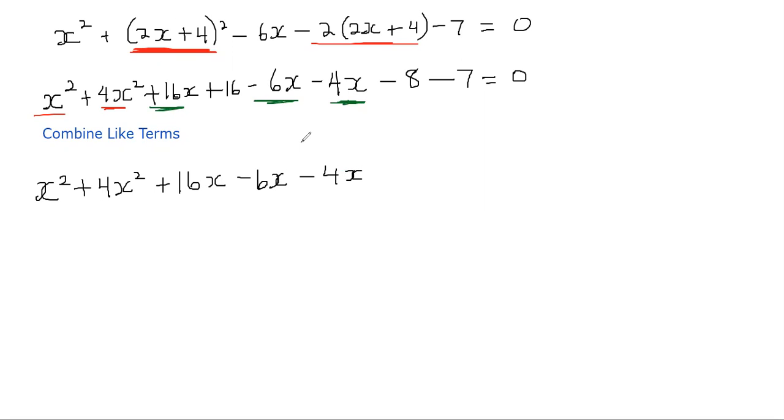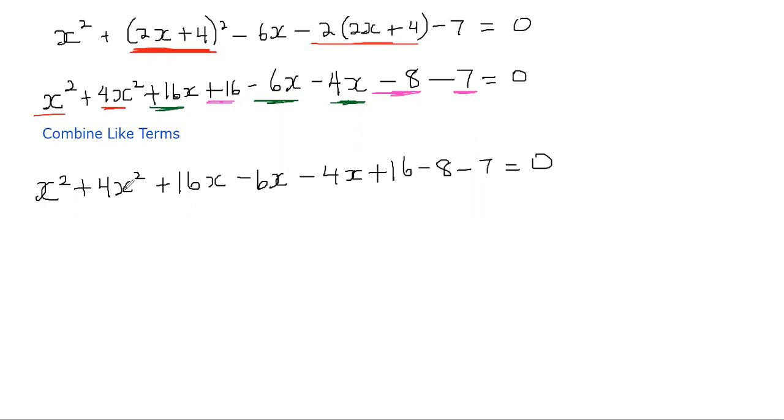Right, we have that now. Now we have to combine the constants. The constant terms have no variables attached to them. So the only constant terms we have are plus 16, minus 8, minus 7. All right, so we have to simplify and work out these terms now.